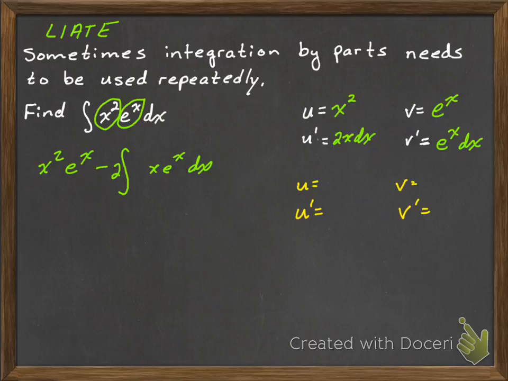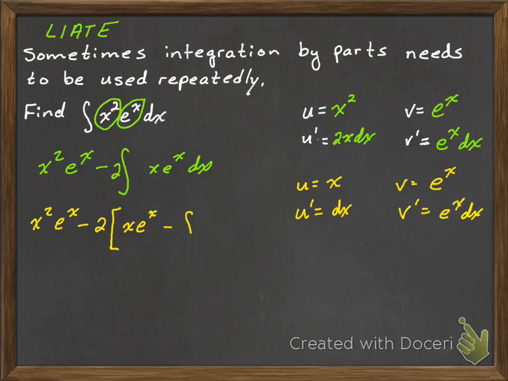All right, so coming back to here, we need to identify u, u prime, v, and v prime. All right, so u is going to be the algebra part once again. That is x. Its derivative is dx. V prime is the e to the x dx part. Its antiderivative is e to the x. All right, so copying down the first part, x squared e to the x minus 2. And now we evaluate this integral using our formula once again, which is u times v. So x times e to the x minus the integral of v u prime.